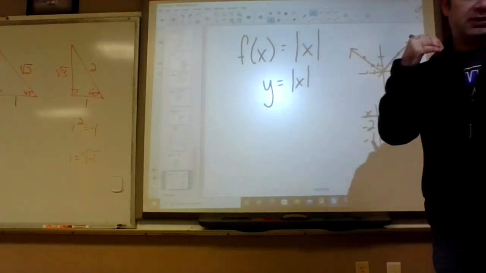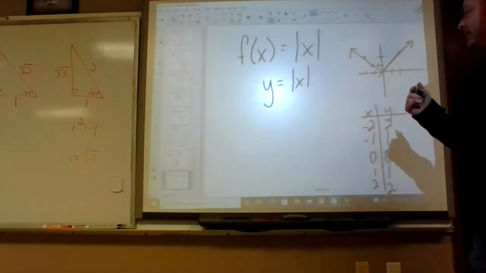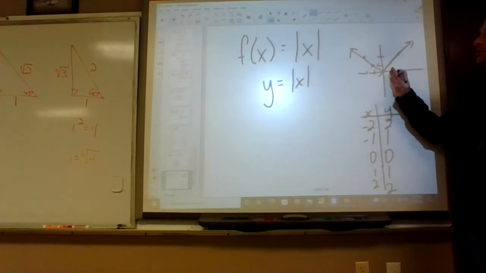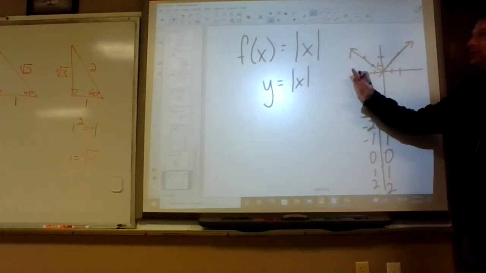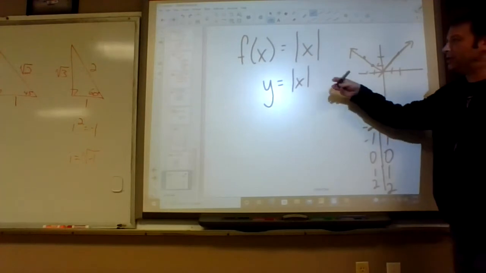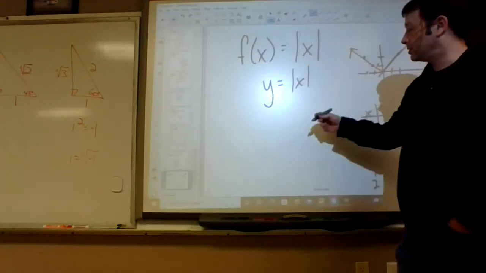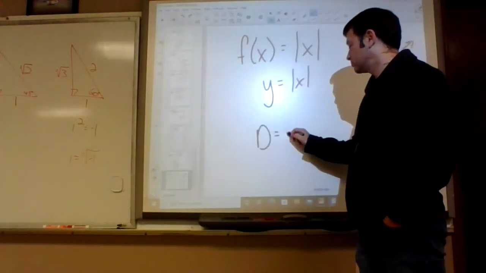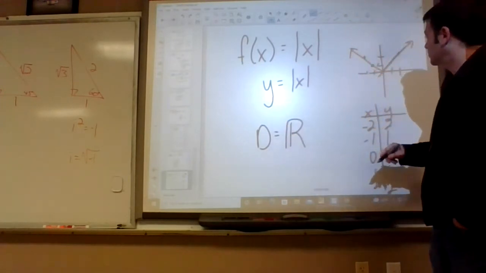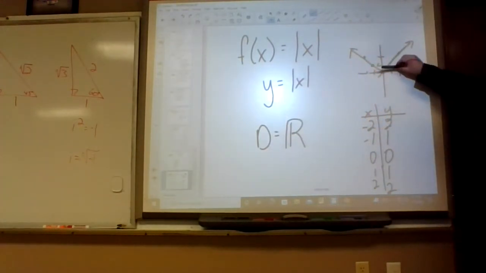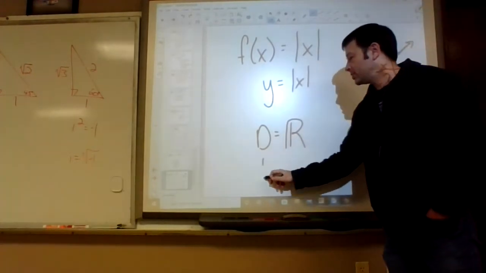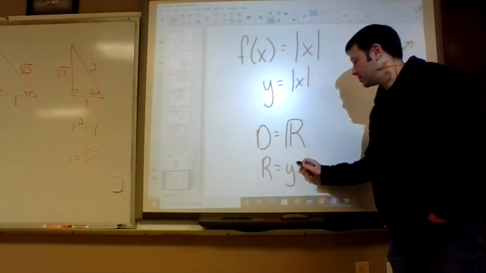Okay, what was the question? Name the domain. So what would the domain for this be? All real numbers, yes, because you can go forever left and right. There's no limits to what you can plug in right here. And then the range would be greater than or equal to 0, as the lowest point on this graph is at 0. So the range is y is greater than or equal to 0.